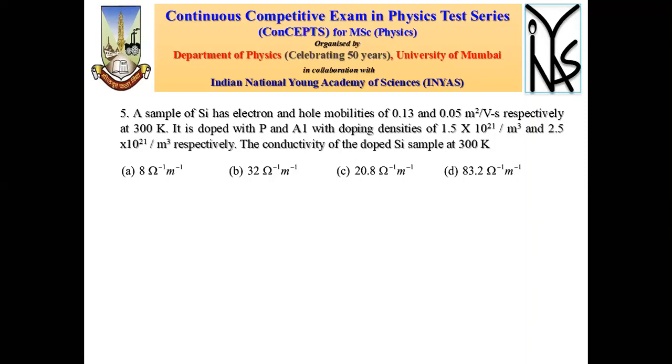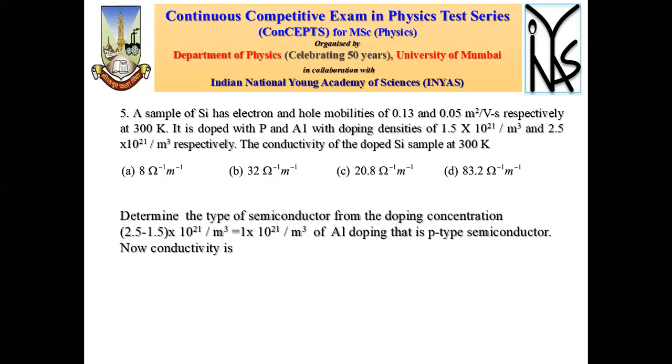The conductivity of doped silicon sample at 300 Kelvin is asked, and we have to find out what the conductivity is. In this question, the silicon has some mobility that is given. Then it is doped with phosphorus and aluminum with doping densities 1.5 and 2.5 into 10 raised to 21 per meter cube. So we have to first understand what type of semiconductor it is, either N type or P type. First we have to determine the type of semiconductor from the doping concentration.